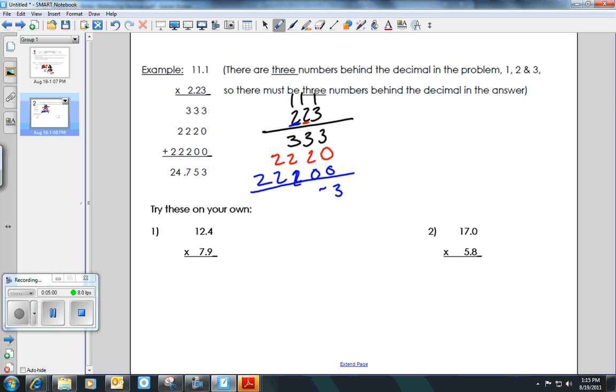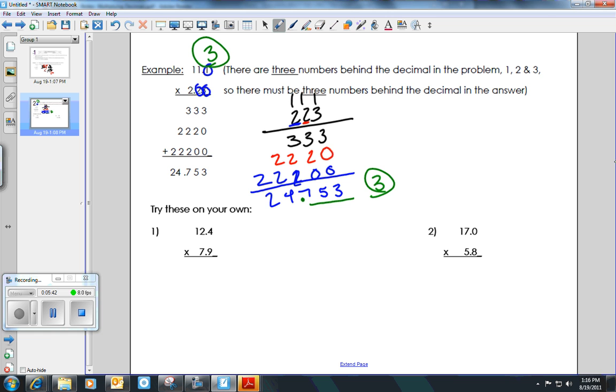All right, so then you'd have 24,753. But if we go back to our problem over here, I have 1, 2, 3 numbers on the right side of the decimal spots in the whole problem. So my final answer also has to have 3 numbers on the right side of the decimal point. Okay, then I'm going to do one with you here, number 1, and you can finish the rest on your own tonight.